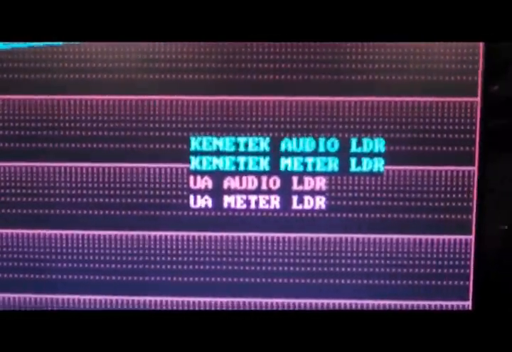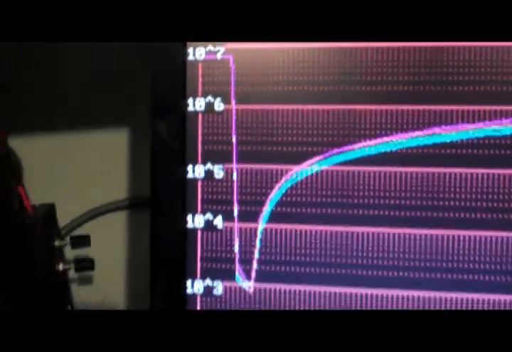And you'll notice that the curves on these are very similar. The Universal Audio is a little bit faster than the Kenetek, and the match on the two cells is not quite as good as the Kenetek. It's still pretty good though. Okay, let's go back, and now let's test the classic cell, the classic T4B, and let's see how this thing does.